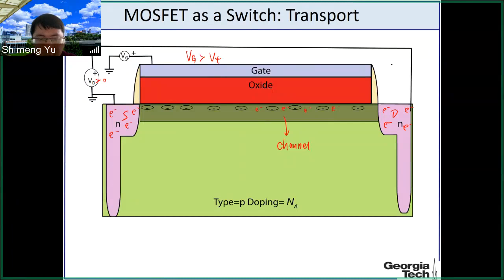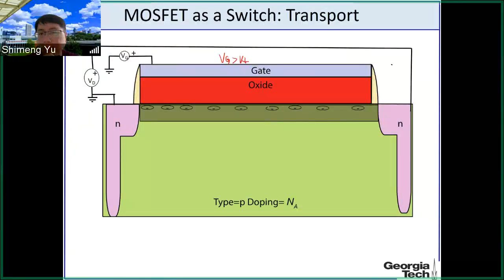So let's look at this animation. Now we have the Vg larger than threshold, so we'll create this layer of inverted electrons. We call it the channel. And then now we apply the drain voltage larger than 0. So that means here we ground the source, and we have the positive drain voltage towards the drain.